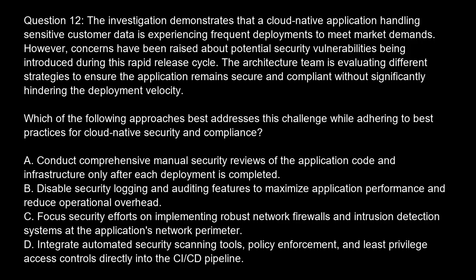Option A. Conduct comprehensive manual security reviews of the application code and infrastructure only after each deployment is completed. Option B. Disable security logging and auditing features to maximize application performance and reduce operational overhead. Option C. Focus security efforts on implementing robust network firewalls and intrusion detection systems at the application's network perimeter. Option D. Integrate automated security scanning tools, policy enforcement, and least privilege access controls directly into the CI/CD pipeline.